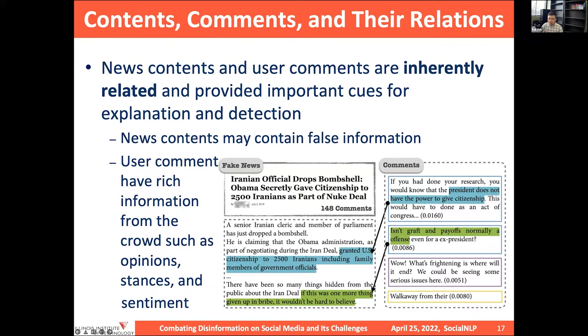And actually this comment directly corresponds to the news sentence on the left, which states that the president granted US citizenship to 2,500 Iranians. So as you can see, these comments can provide additional information to explain why the news sentence on the left is fake. This is very typical in social media.